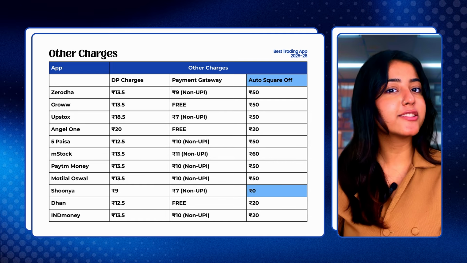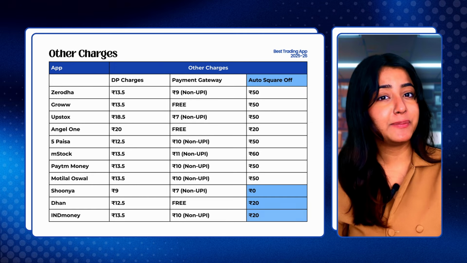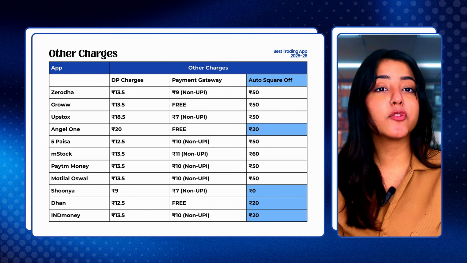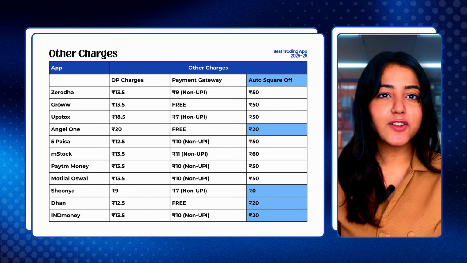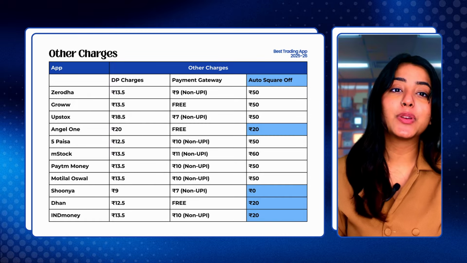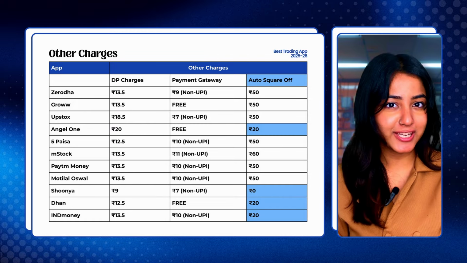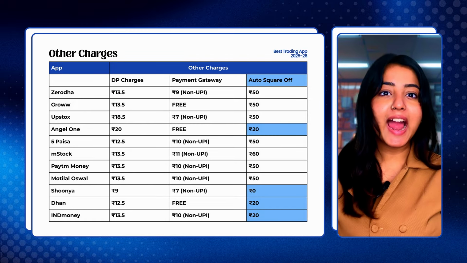Only Shunya charges no penalty. Some brokers like Dhan, INDmoney and Angel One charge a penalty of rupees 20 plus GST. The rest of the brokers charge a penalty between rupees 50 and rupees 60 plus GST. Charges in practice, intraday and delivery.